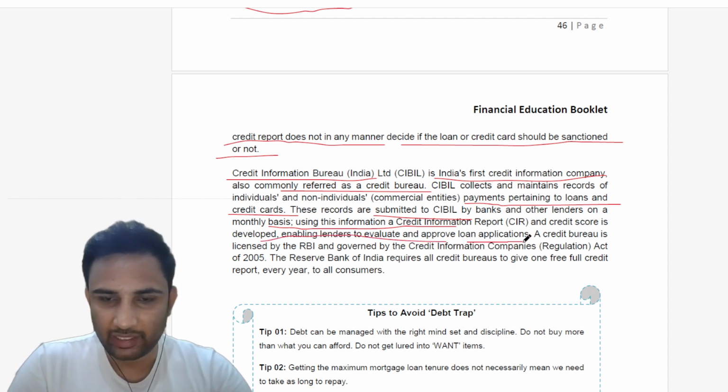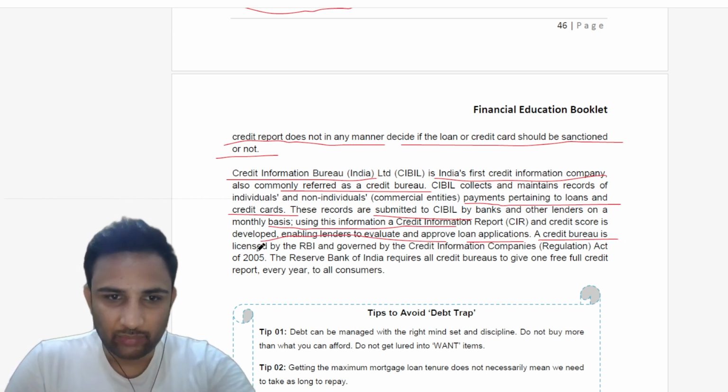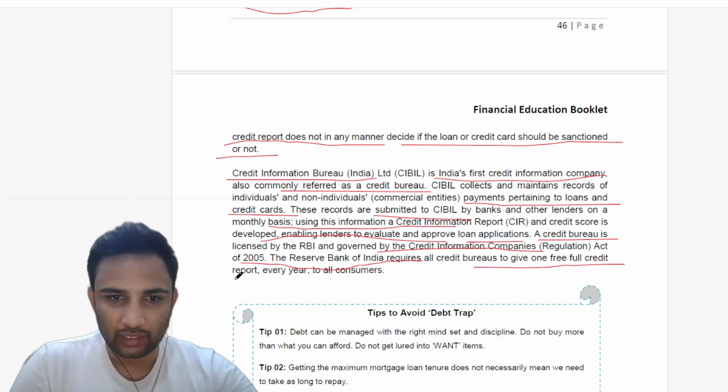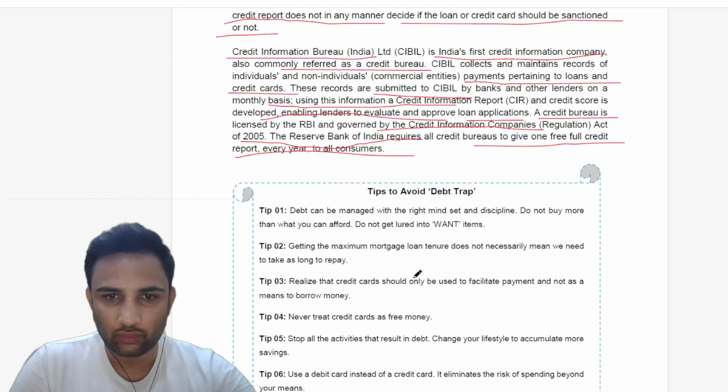A credit bureau is licensed by the RBI and governed by the Credit Information Companies Regulation Act of 2005. The Reserve Bank of India requires all credit bureaus to give one free full credit report every year to all consumers. What are the tips to avoid debt trap?